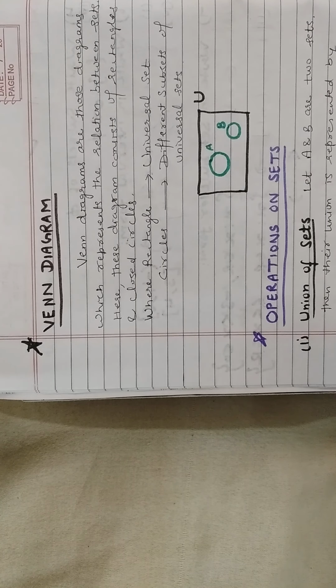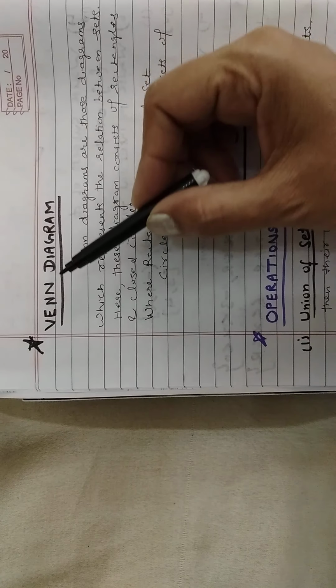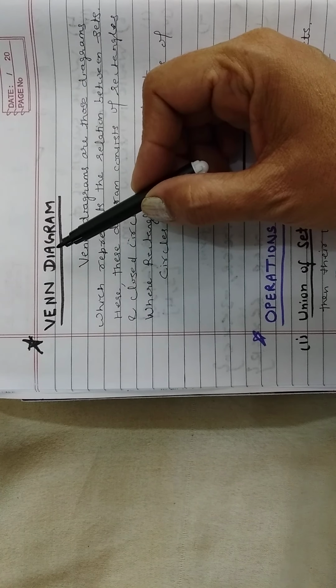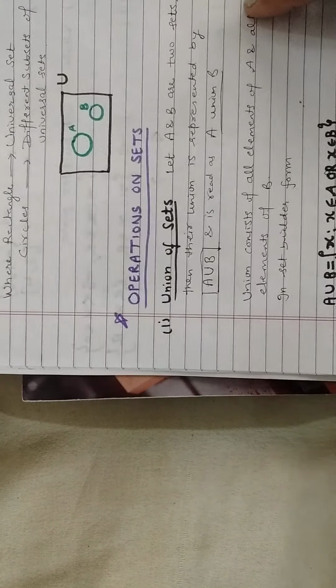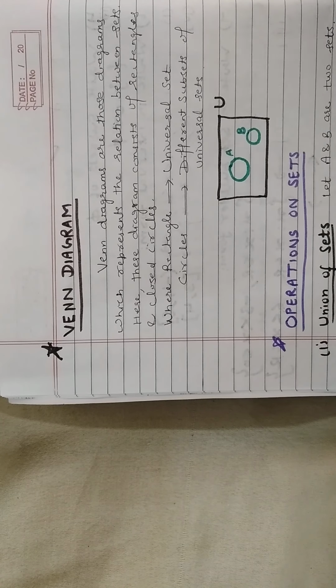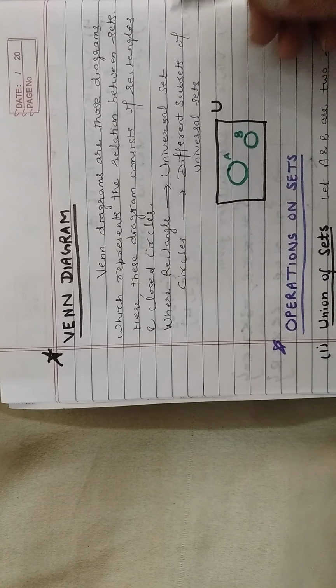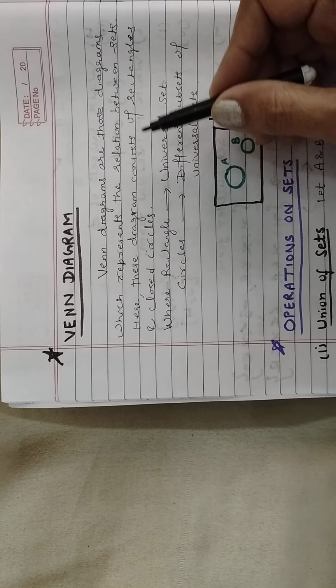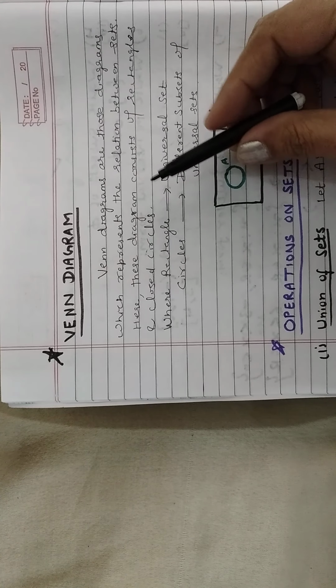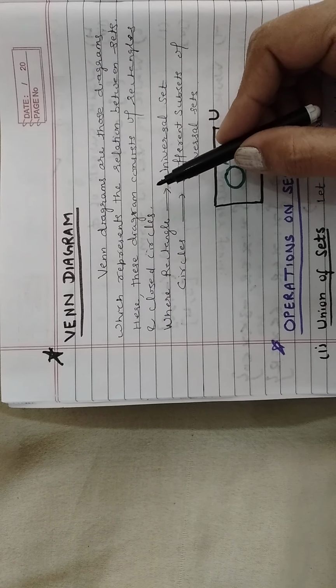Good morning, students. Today we will start with the concepts of exercise 1.4, and the very first concept is the Venn diagram, which is very important because you must have seen these types of diagrams in your competitive exams. So what do you mean by a Venn diagram? Venn diagrams are those diagrams which depict the relationship between sets.